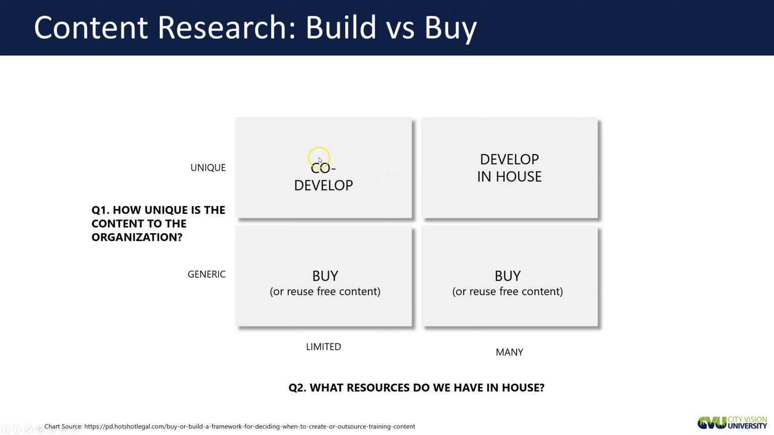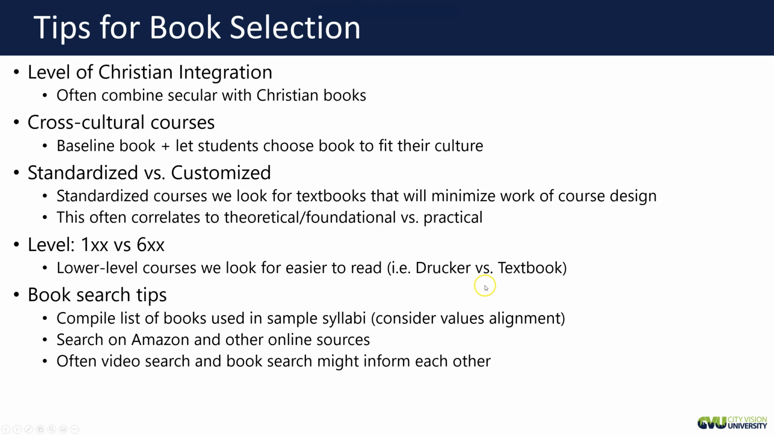Whereas the more unique something is, we develop in-house. There's a lot of courses that we do most of the development in-house. This is called build versus buy. It's also build versus get for free on the internet. Thinking about where do we use that? So some of the things to think about also for book selection is, you have to ask the questions about the course that you're doing.